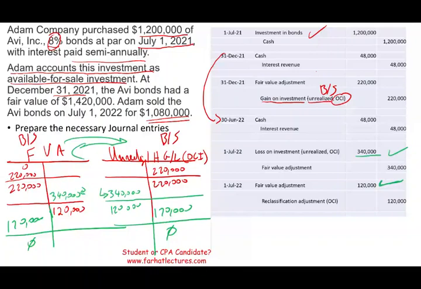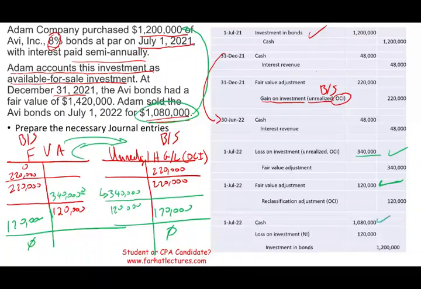Now we sell it. We sold it for $1,080,000. Start with cash. We debit cash $1,080,000. We're going to compare the $1,080,000 to the cost of $1.2 million, because we did not recognize any of this loss on the income statement. What's the loss? The total loss is $120,000. Therefore, I debit cash $1,080,000, I debit my loss $120,000, and I remove my investment. My investment is gone, $1.2 million. I have to remove it.